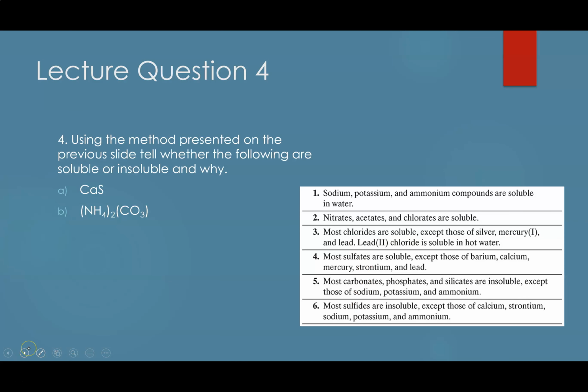Moving on. Your lecture question for today, the last one, this is rule 5. Rule 4 is to use the method that I just talked about. So tell me if it's soluble or insoluble and tell me which rule makes it that way. And when you are done, you can move on.